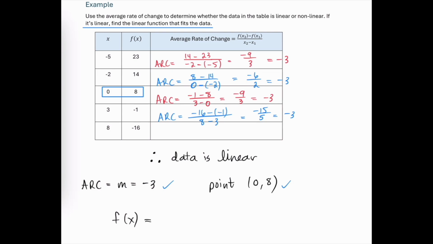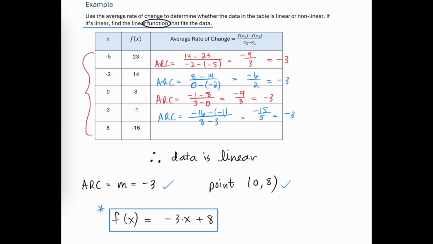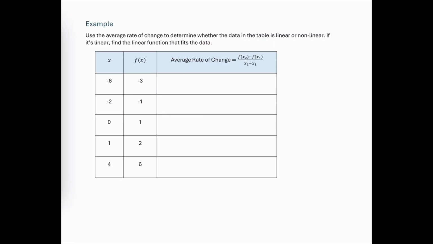We'll use functional notation here because we are asked to find a linear function. And as a reminder, the equation of a line in slope-intercept form is f of x is equal to mx plus b, where m is the slope and b is the y-intercept. And since we have both of those values, we can just say the slope is negative 3, which is then to be multiplied by x, and the y-intercept was 8. So this is the equation of the linear function that contains all of these data points. Let's do this again for part B.